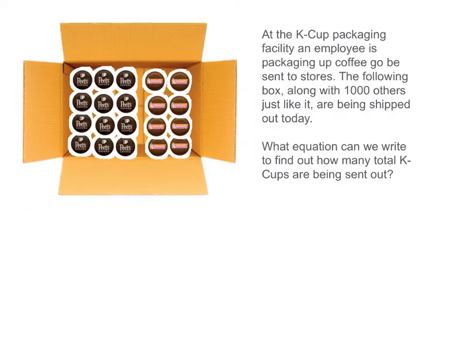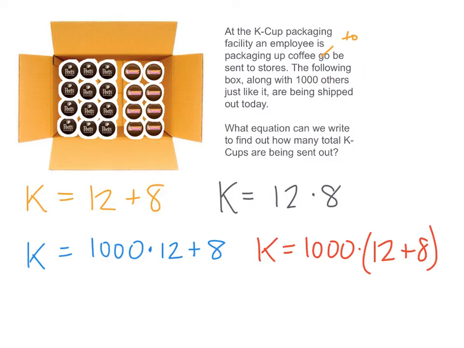So here we go. At the K-Cup packaging facility, an employee is packaging up some coffee to be sent out to stores. The following box, along with 1,000 others just like it, identical, are going to be shipped out today. What equation can we write to find out how many total K-Cups are being sent out? I'm going to give us some options, and then we're going to browse through them. K equals 12 plus 8.